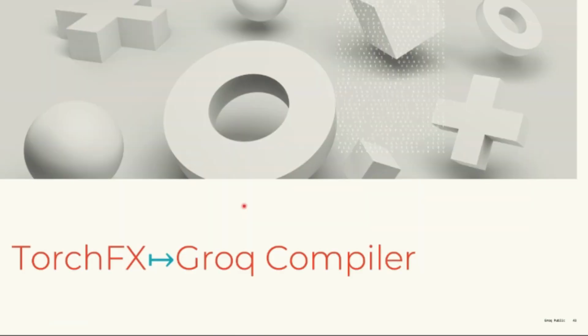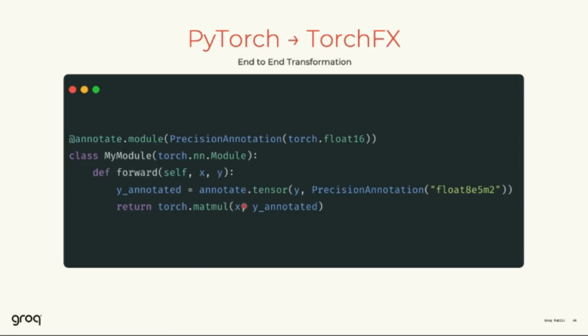All right, so let's look at the backend of this pipeline now, where PyTorch's intermediate representations, such as fx, feed into our Groq compiler. So if we go back to our previous module, where we were annotating this matmul to express custom hardware data types. As a refresher, the forward function takes in two inputs, x and y. Y is annotated to be float 8, while everything else is annotated to be float 16.